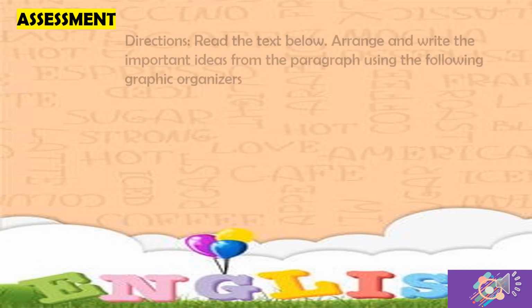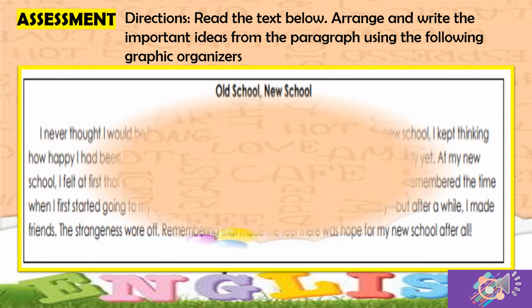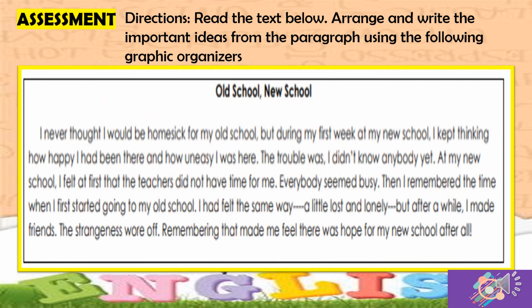For the assessment, directions: read the text below, arrange and write the important ideas from the paragraph using the following graphic organizers. So the title of the text is Old School, New School. Let me read to you the text. I never thought I would be homesick for my old school. But during my first week at my new school, I kept thinking how happy I had been there and how uneasy I was here. The trouble was, I didn't know anybody yet at my new school.